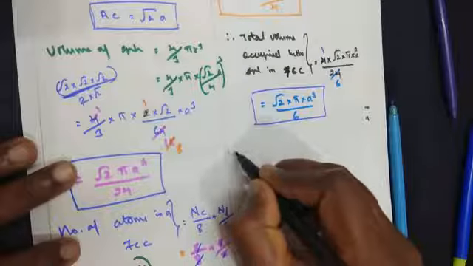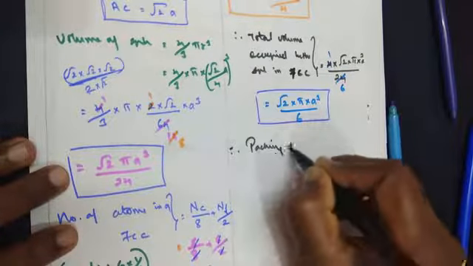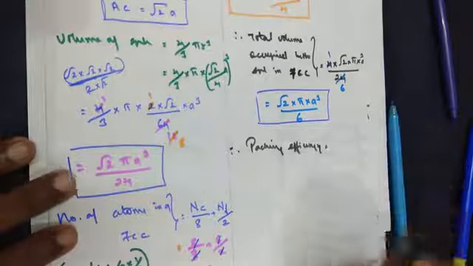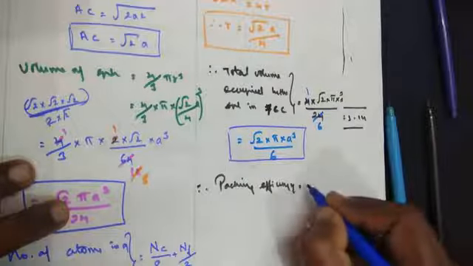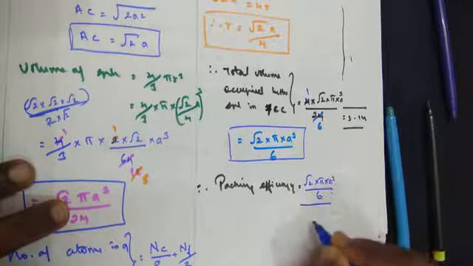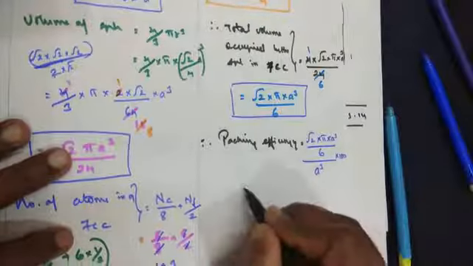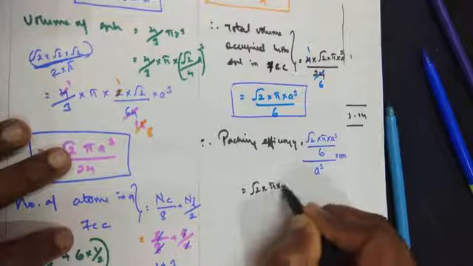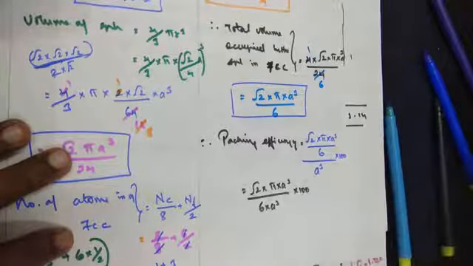Next, we will move on to calculate the packing efficiency. Now, what's the formula for packing efficiency? That's the total volume occupied by the spheres divided by the volume of the unit cell into 100. So the total volume occupied is root 2 into pi into A cube by 6, divided by the total volume A cube, into 100. If we rearrange the step, we will get root 2 into pi into A cube by 6 into A cube into 100. Let's simplify the term. A cube and A cube get cancelled.